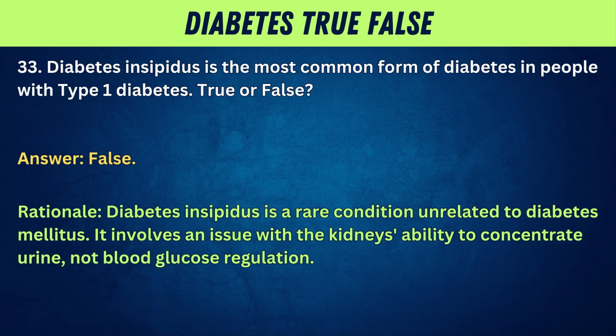33. Diabetes insipidus is the most common form of diabetes in people with type 1 diabetes. True or false? Answer: false. Rationale: diabetes insipidus is a rare condition unrelated to diabetes mellitus. It involves an issue with the kidney's ability to concentrate urine, not blood glucose regulation.